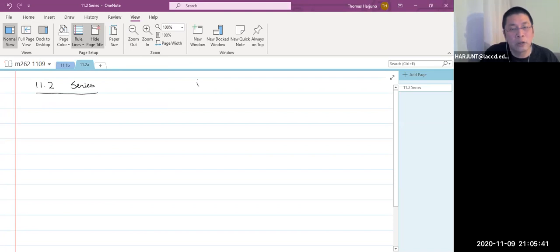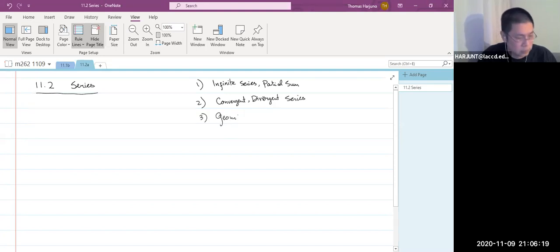Things that I need to explain here are infinite series, partial sum, convergent, divergent series, sometimes it's just about terminology, and then geometric series. Of course, we have more, which I don't think I have time to cover later on. But let me just do this first. Okay, call this part A. I will start with a definition.